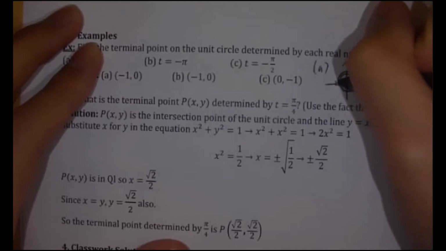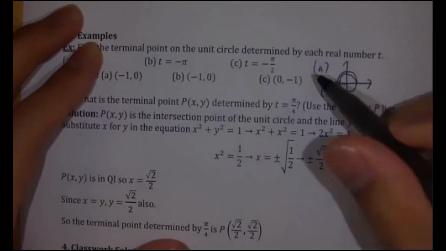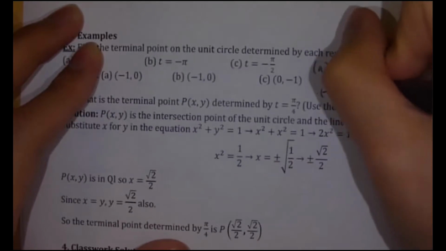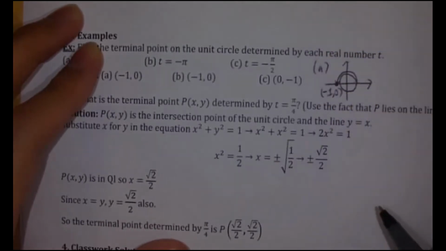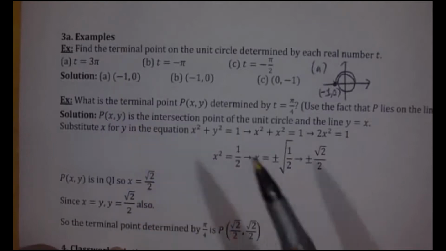And our job is to just identify the coordinate here. And we can see that the coordinate, right, assuming that this is on the unit circle, is going to be -1, 0. Okay, and that's your first answer right here, -1, 0.